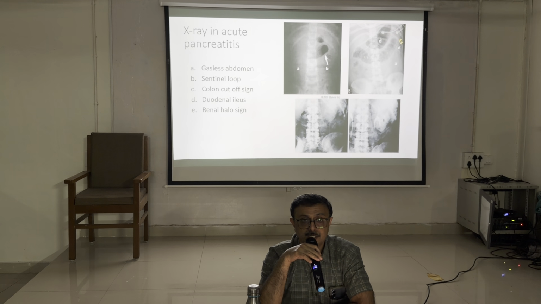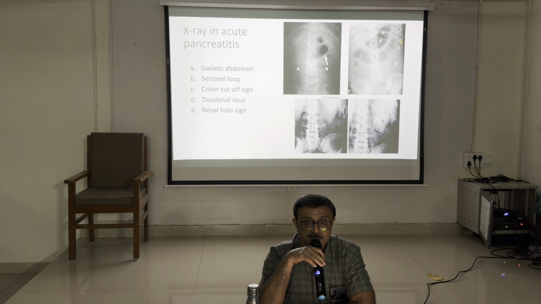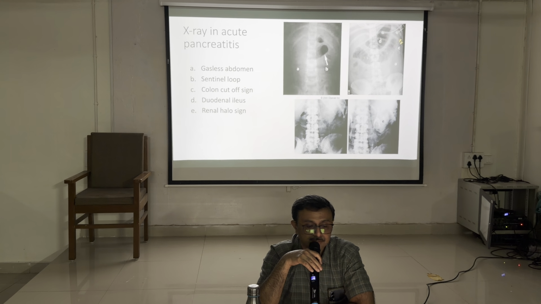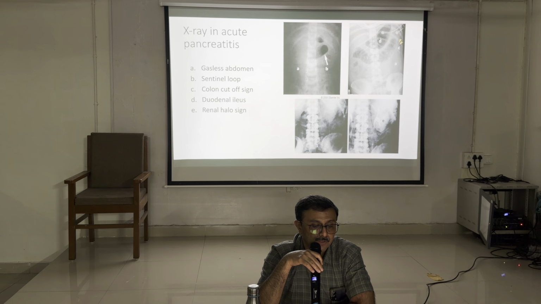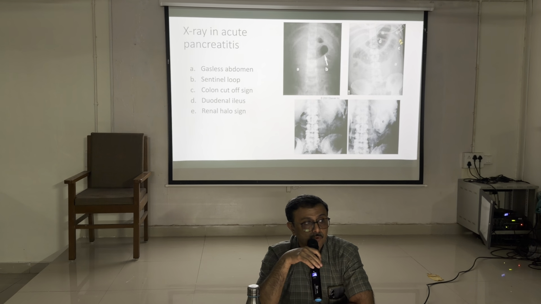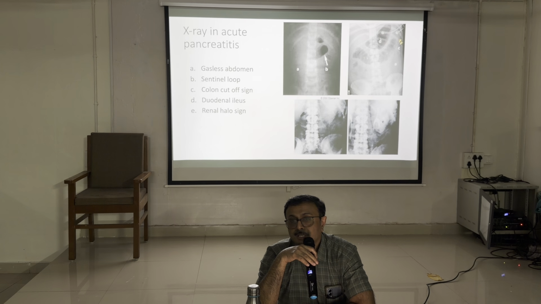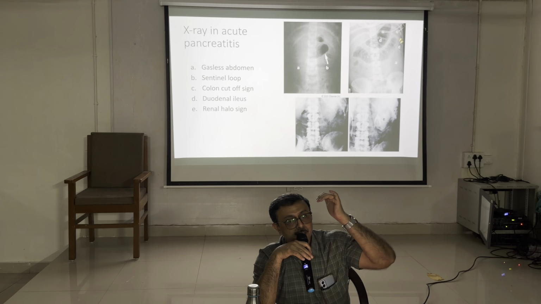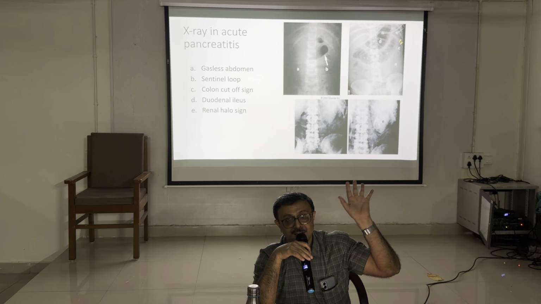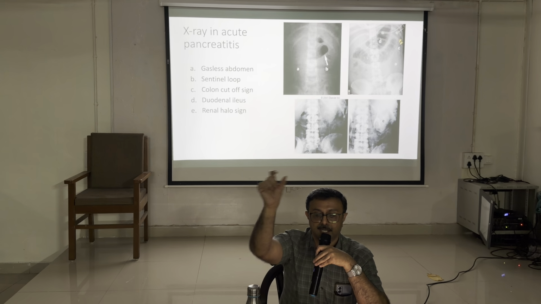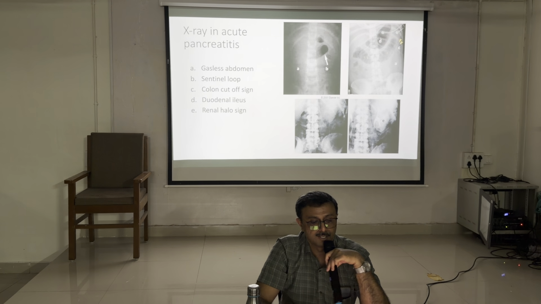When there is a fluid collection in the retroperitoneum, what happens? Only fluid is visible, gas is not seen. So gasless abdomen. Colon cut-off sign is due to fluid collection in the retroperitoneum. The transverse colon is intraperitoneal and the descending colon is retroperitoneal. So only the transverse colon is visible, and near the splenic flexure there is no colon. It is called the colon cut-off sign. The descending colon may collapse at that position.